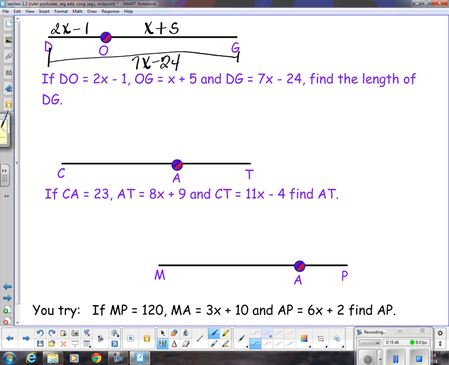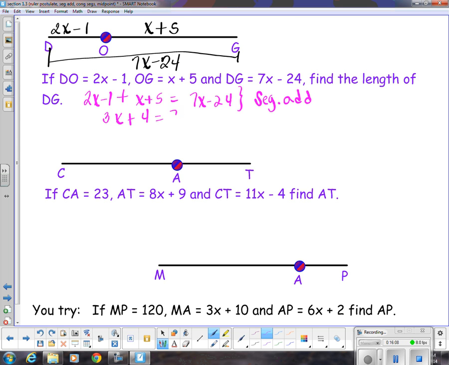So segment addition tells us that I can say 2x minus 1 plus x plus 5 equals 7x minus 24. I expect you to be able to justify this equation. That is going to be segment addition. So now 2x plus x is 3x, 5 minus 1 is 4. That's going to equal 7x minus 24.